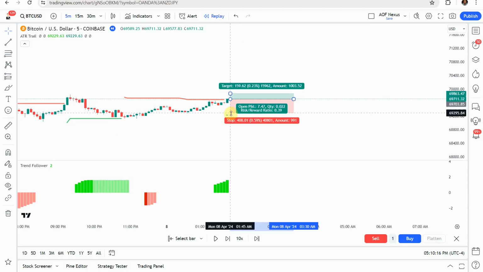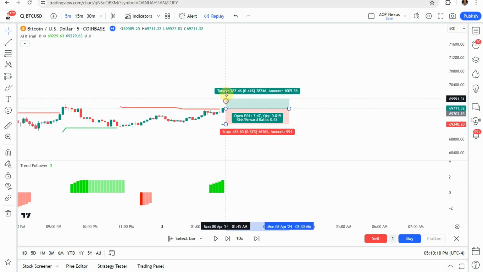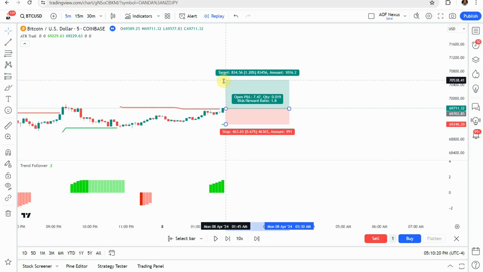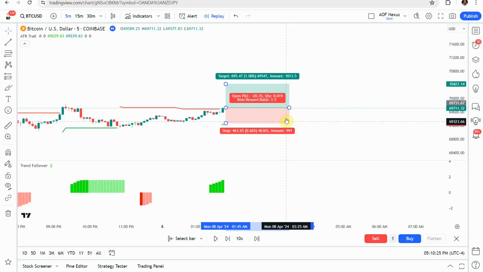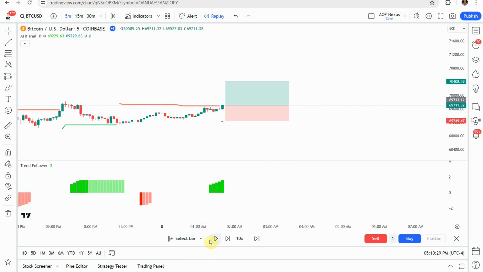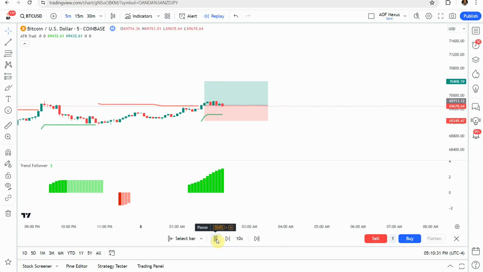We're going to put our trade there, put our stop just right at the ATR trailing stop line, and we're going to put the target the same 1 to 1.5 risk reward, right about there. Let's play this one forward and see what we get.